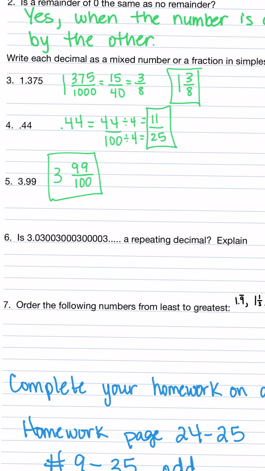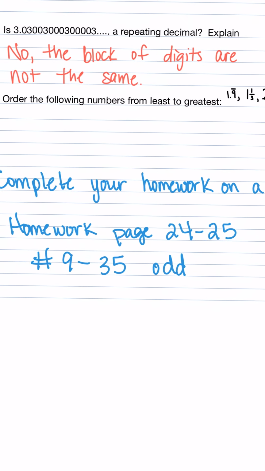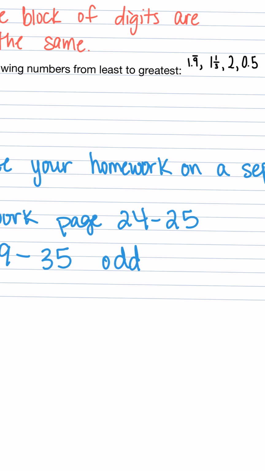So is 3.0300300030003 a repeating decimal? Explain. No, that's not a repeating decimal. The block of digits is not the same. They're not repeating.